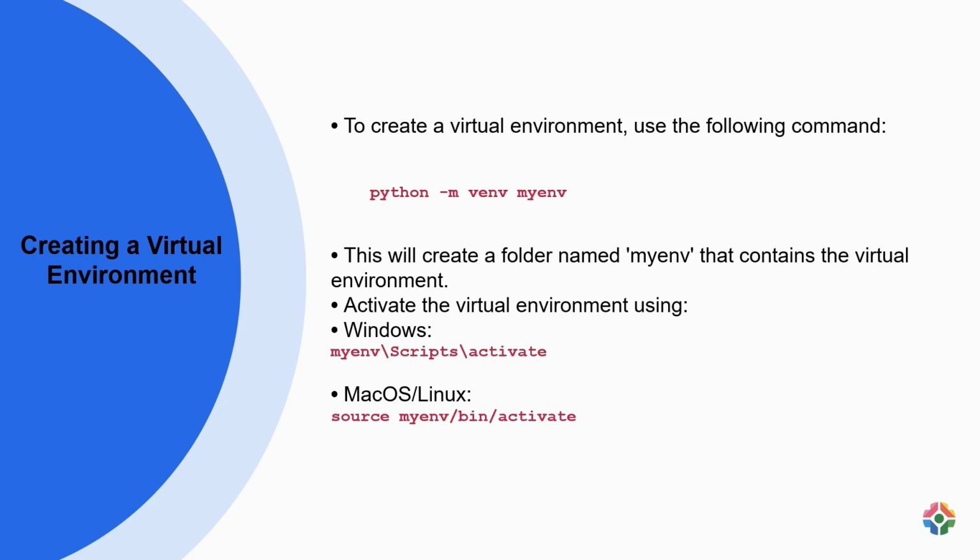To create a virtual environment in Python, execute the command python -m venv mynv. Subsequently, a folder named mynv will be generated, encapsulating the virtual environment. For activation, on Windows systems, input mynv\Scripts\activate, whereas on macOS and Linux, the command varies to source mynv/bin/activate. This practice aids in isolating project-specific dependencies from your system, ensuring a streamlined and controlled development environment.